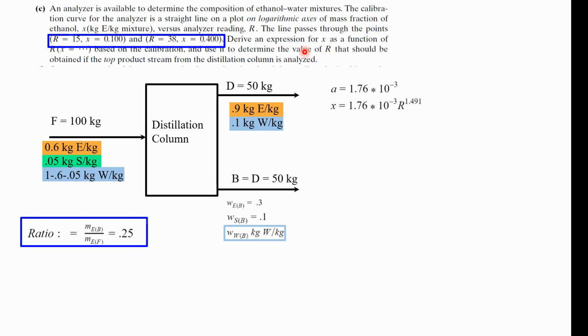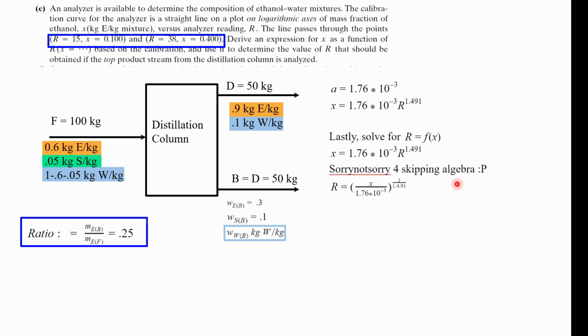Now, using this, we can solve for what the r value should be attained of the top stream. We do have an x value, right? Because this is our x, which is really our w. Remember, I'm using w and x interchangeably in this class. So we can solve for r as a function of x by rearranging this equation algebraically. Sorry, not sorry, I'm going to skip the algebra, but you can rearrange it yourself.